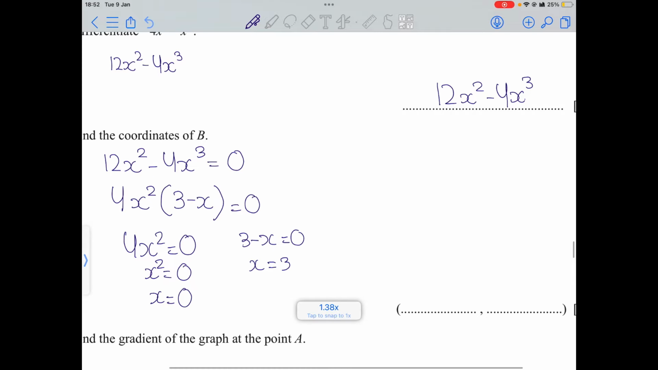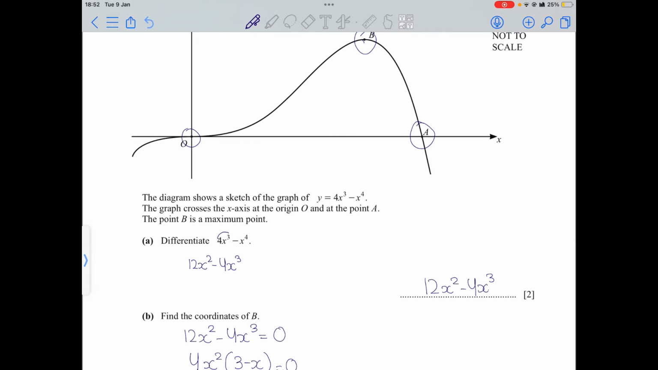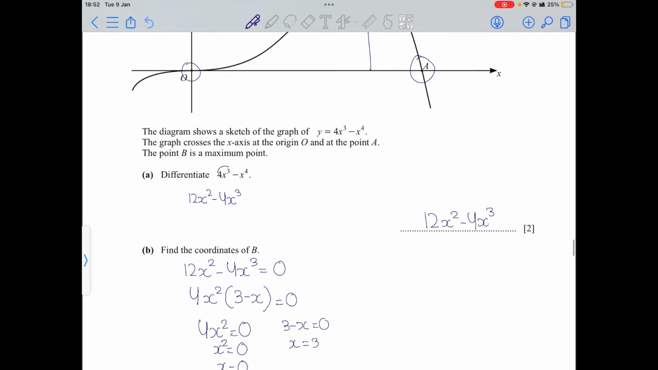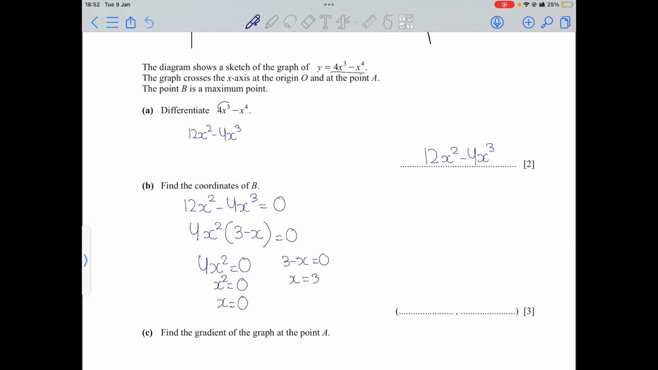So x is 3, and we can't take the value of x as 0, as we know that B is not at 0, B is at this point. So the value of x is 3. Now if I take the original equation, that would be 4 times 3 cubed minus 3 raised to 4.